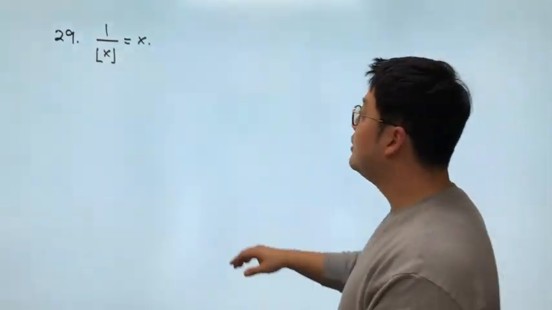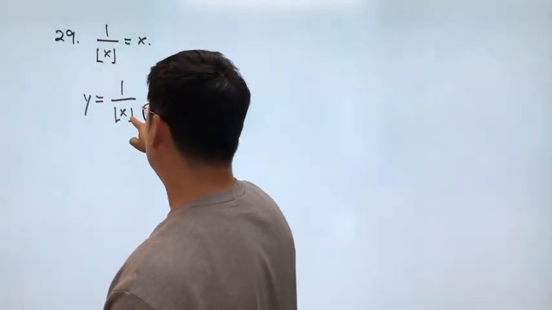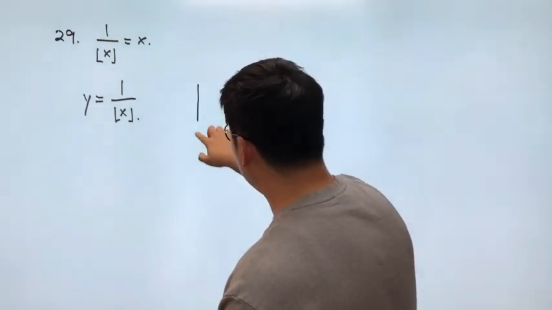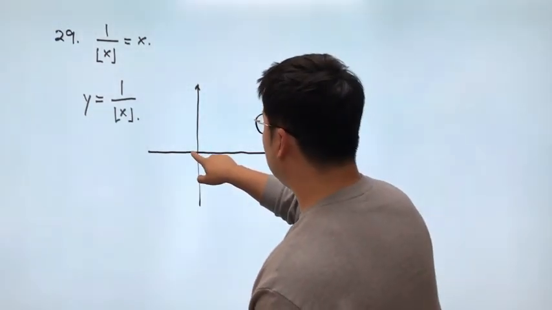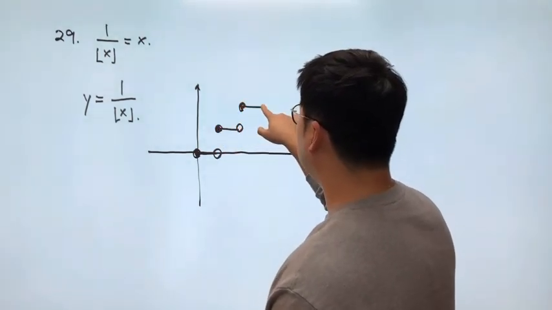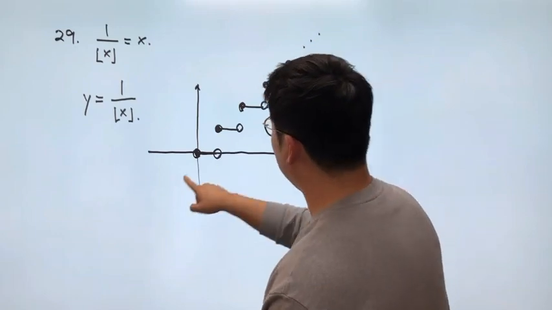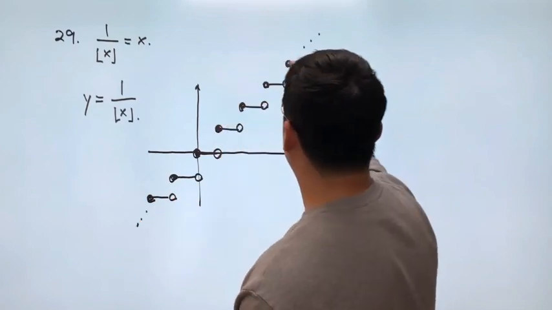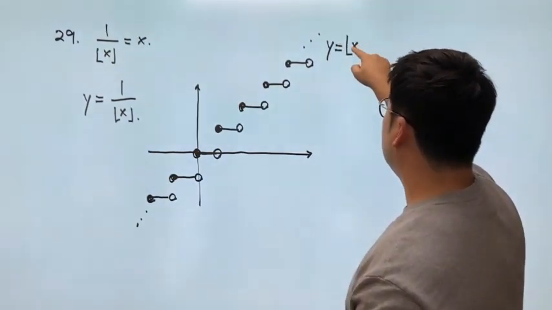How would you sketch this graph? I really want to sketch y equals 1 over floor part of x. We're going to approach this using the floor part. So how would you graph the floor part of x? I would say the floor part can be sketched just like a staircase function. It looks like this, and of course there's -1, and there's going to be -2, and so on. So this would be the sketch of y equals the floor part of x.